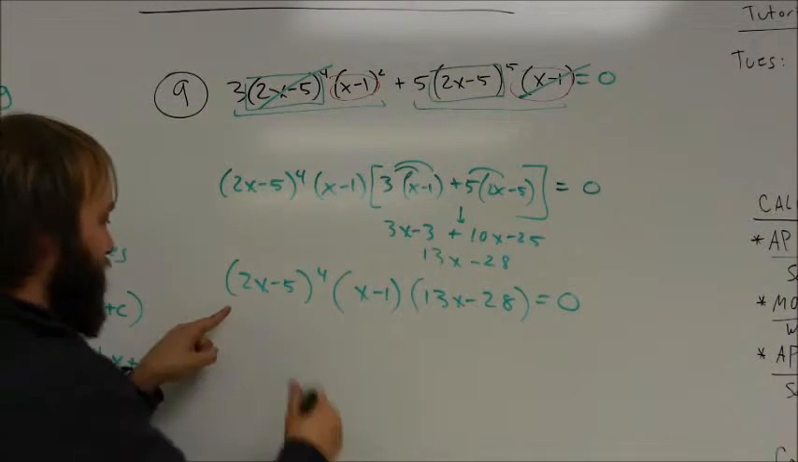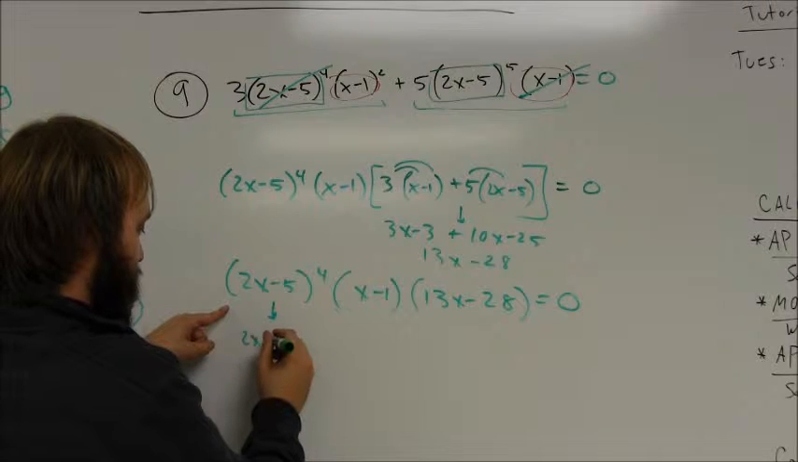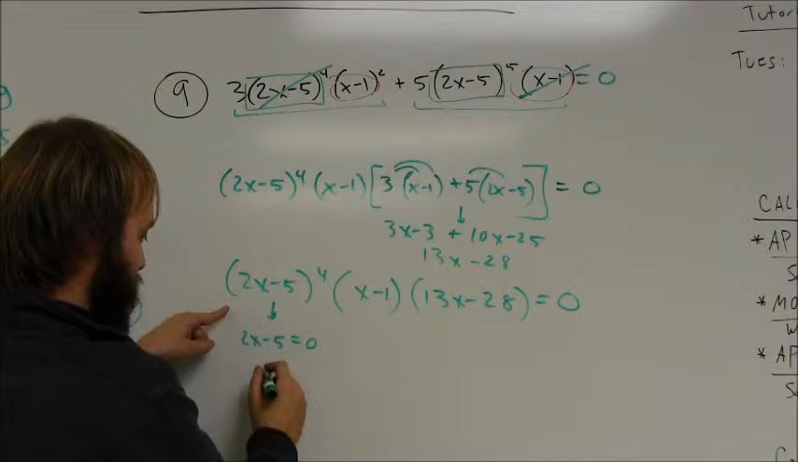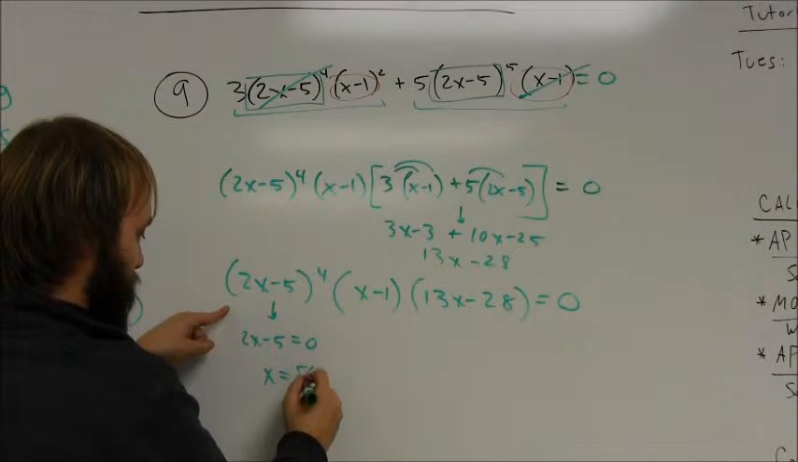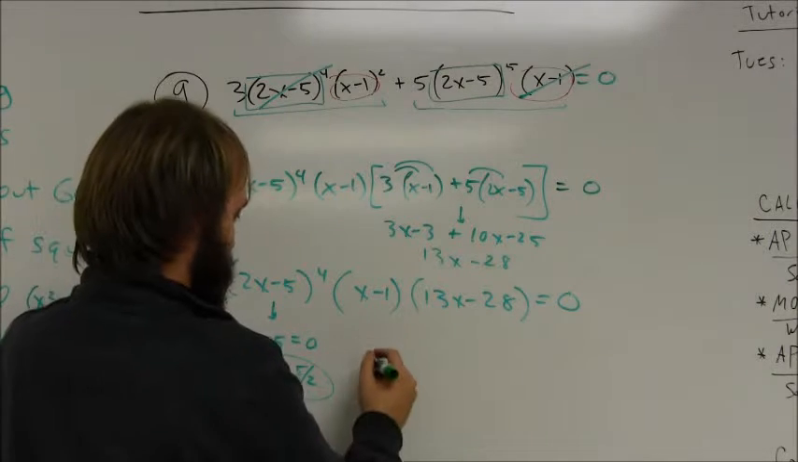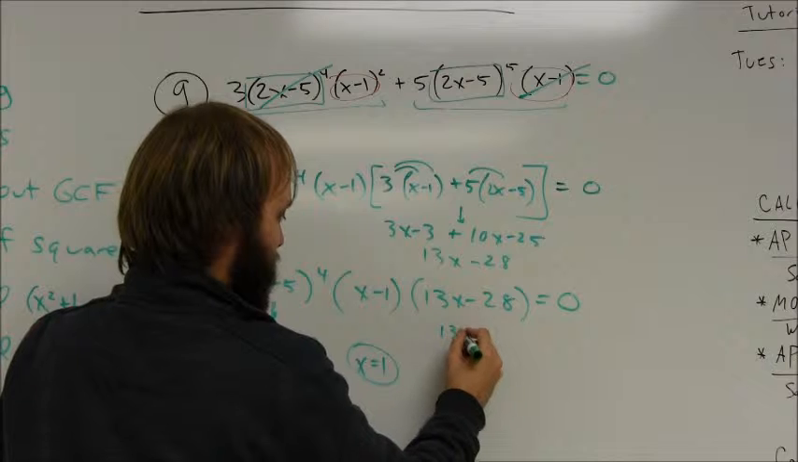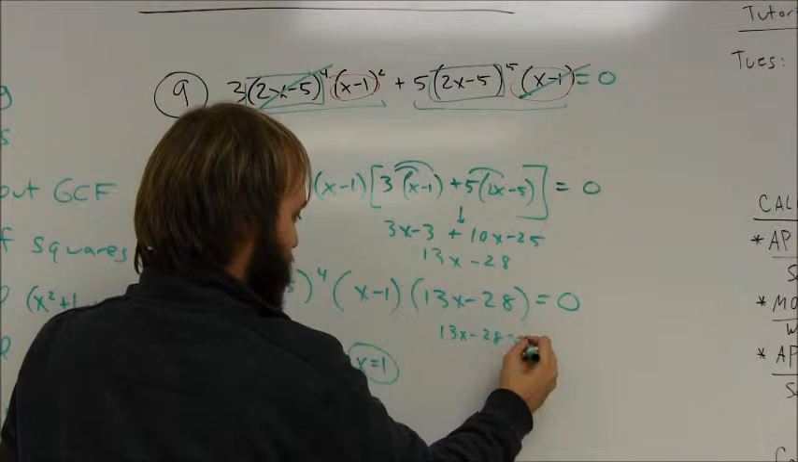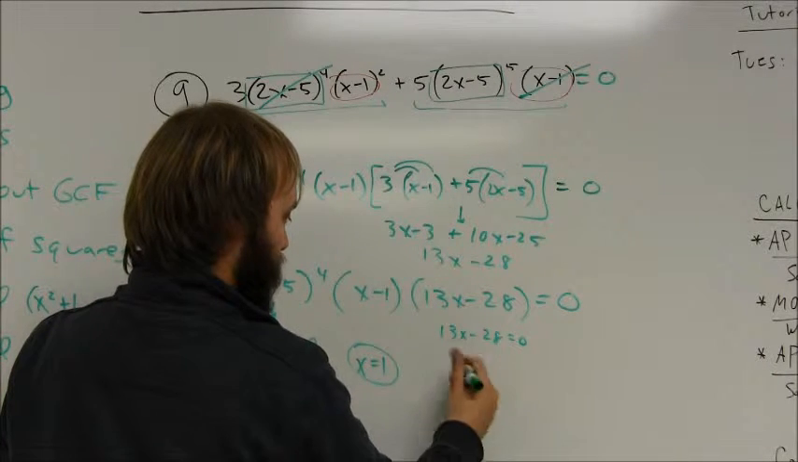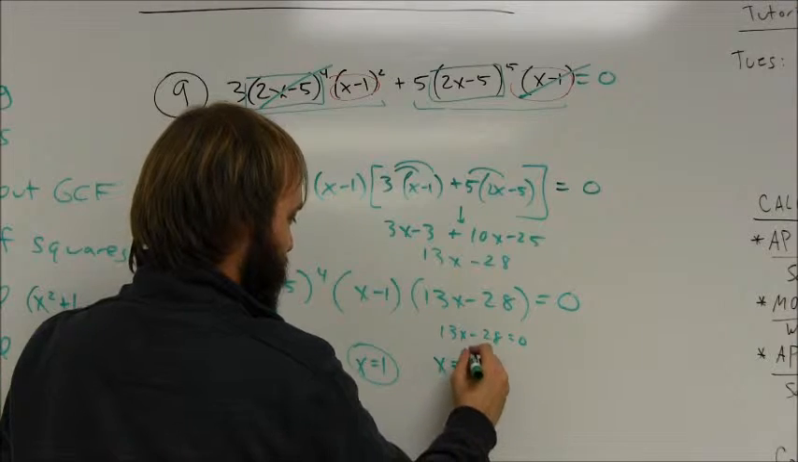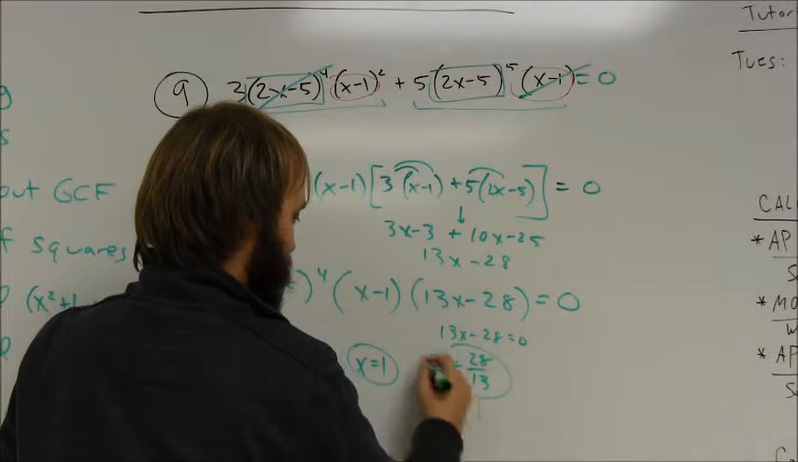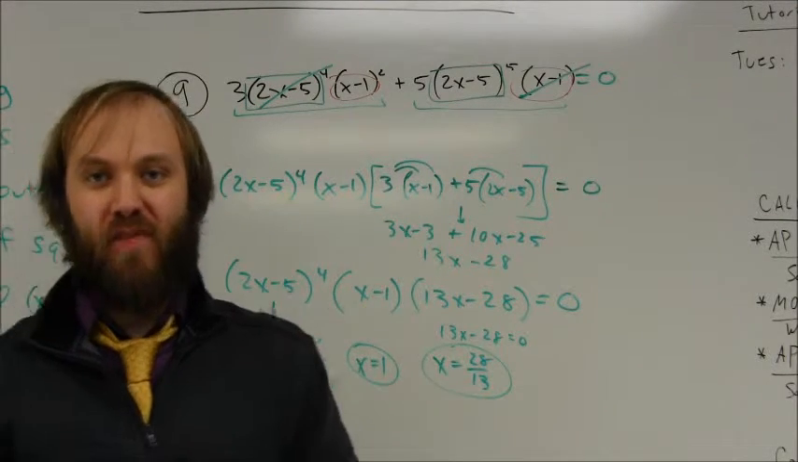Okay, if I solve this, anything that makes 2x minus 5 equal to 0 is a solution. In that case, it's going to be x equals 5 halves. x equals positive 1 would make this equal to 0. And anything that would make 13x minus 28 equal to 0, in this case, I'd add 28 to both sides, divide by 13, and that would be 28 thirteenths. Those are my 3 solutions, all right?